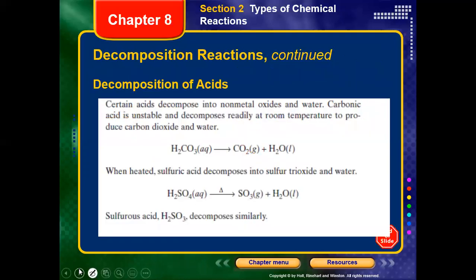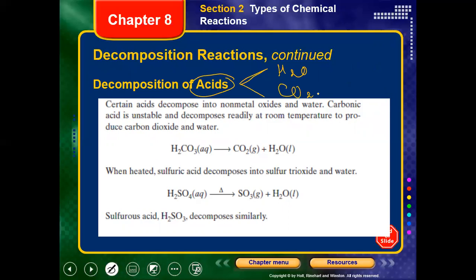Decomposition of acids. We learned before how to produce acids. Acids can be produced by the reaction between water and a non-metal oxide, and one example of them was CO2. So if you have a reaction between a non-metal oxide and water, you will get an acid, an oxyacid. So how can you decompose the oxyacids? You can decompose the oxyacids into water and a non-metal oxide.